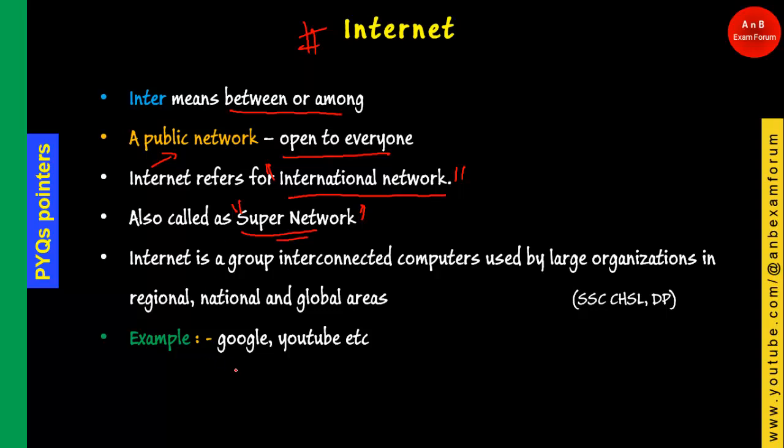Examples are Google and YouTube. These are websites which are present on the internet. Suppose the Google server is in America and you are accessing it from India, so basically you are accessing it through the internet. Again, YouTube is present on an American server and you are accessing their server through the internet. So we have seen three types of network: intranet, extranet and the internet.